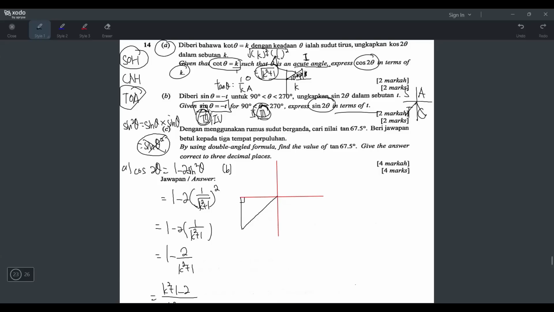So but this one is sine. So sine's formula is SOH. So it's opposite over hypotenuse and it's negative t. Okay, something over 1. So sine's formula is SOH.